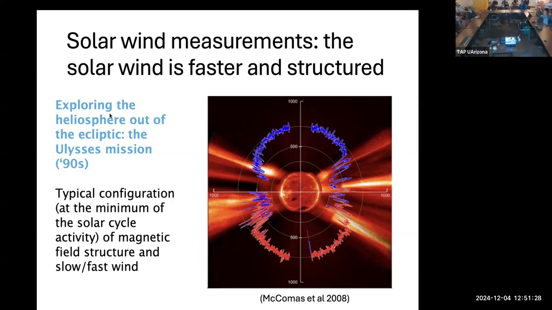So what became clear with this mission, Ulysses, and this is the typical configuration that you get at minimum of the solar cycle, so that you have wind structures and magnetic field structure organized in an orderly way, is that you generally have, at minimum of solar activity, a highly variable slowish wind at the lowest latitudes. The speed will range between 200 to 400 kilometers per second in correspondence of closed magnetic field lines. And then at the higher latitudes, you have a relatively steady, fast wind that reaches speeds up to 800 kilometers per second, coming from coronal holes. So coronal holes are those regions where the magnetic field lines are open, in a sense that they stretch out in interplanetary space.